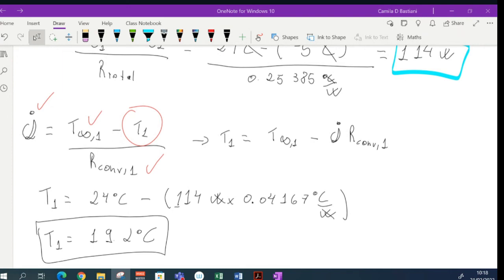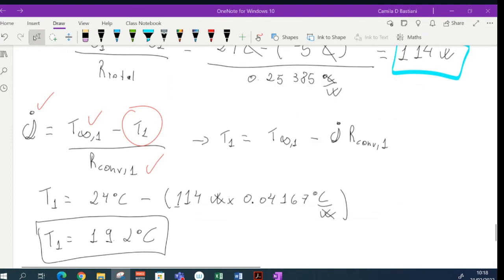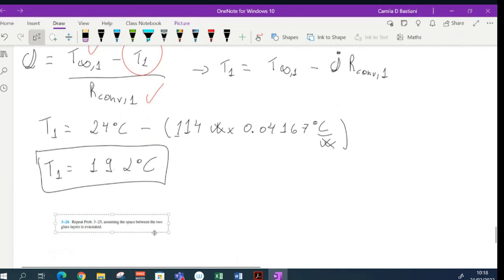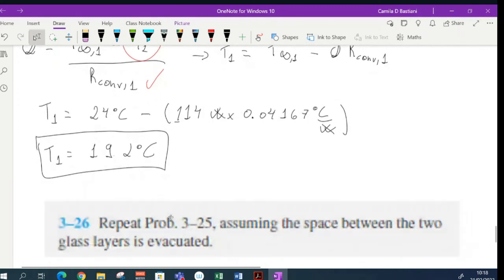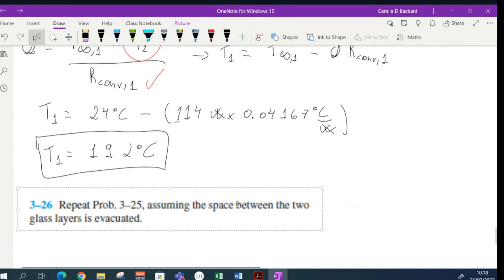You'd have a question number 3.26, okay? That would ask you to find, I'm going to try to copy here. I'm not going to solve this one, I just want you to have an idea how you'd solve, or to understand the theory behind it. The 3.26 would ask you, repeat the problem 3.25, assuming the space between the two glass layers is evacuated. So assuming that what you have between them is not air, is vacuum.